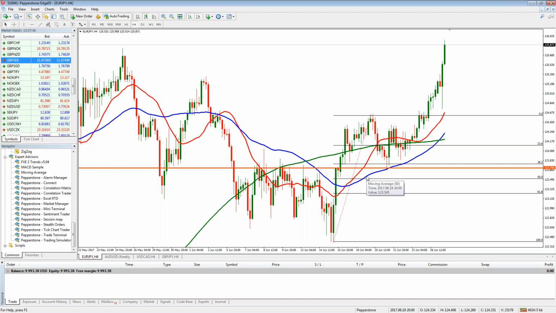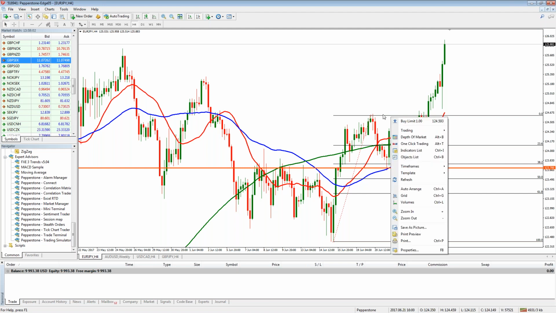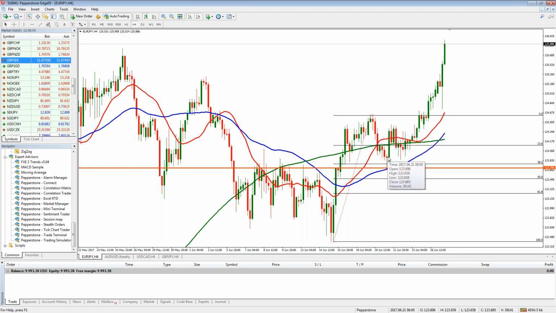Excellent. So we've got quite a few reasons to be in this trade. And remember, even though it looks like a hindsight trade now, if we literally look at the charts at this point in time, we can be making these decisions.